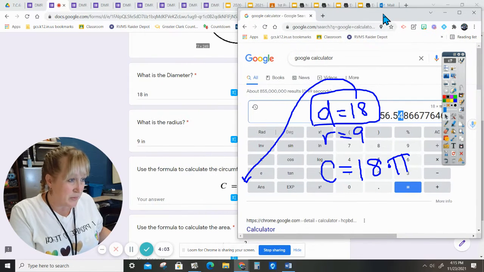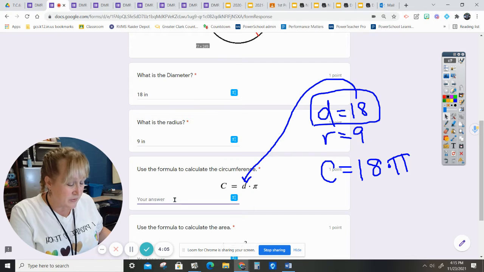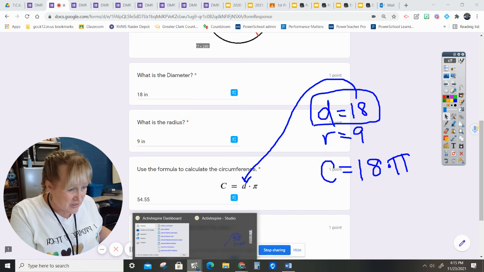So let me make sure I remember that number. You're going to type 54.55. I might have done that wrong. Let's make sure. Let's see. No, wrong buttons. Wrong buttons.